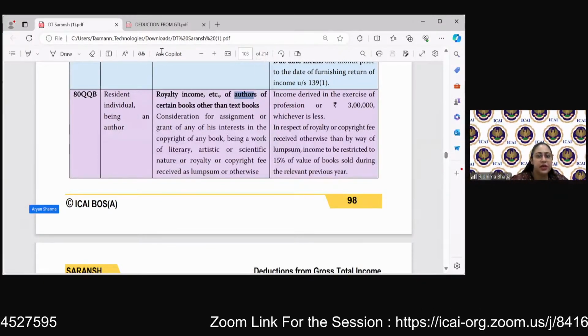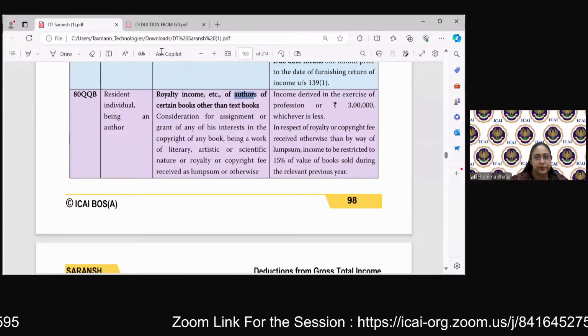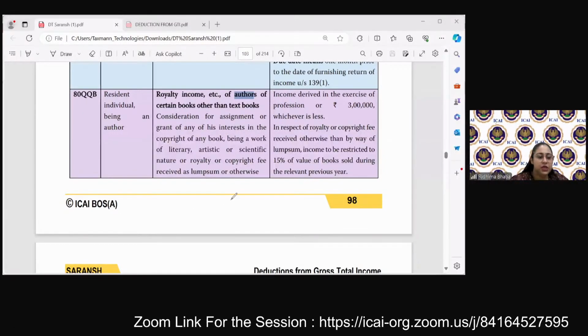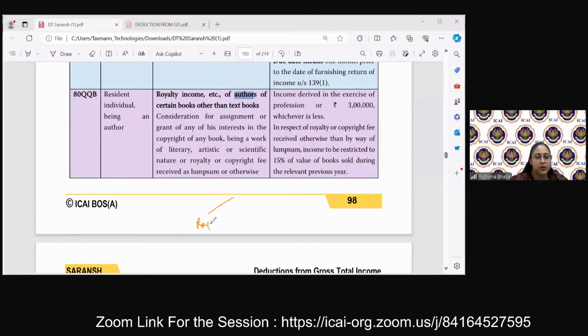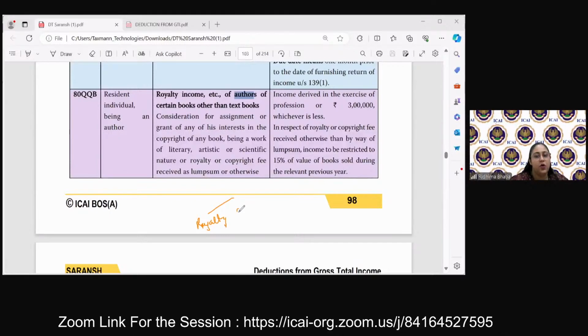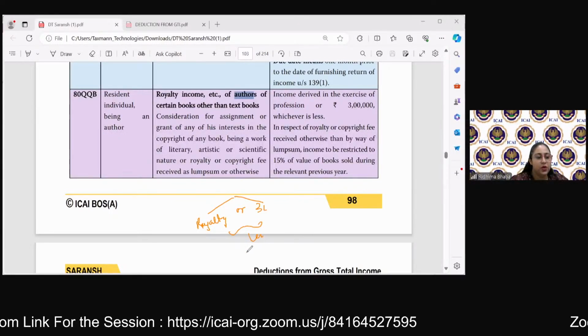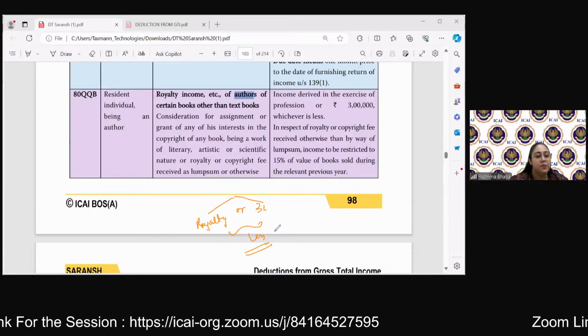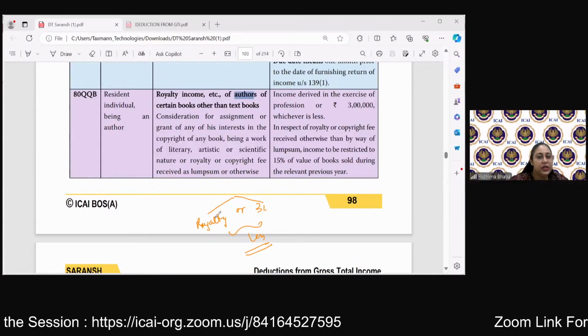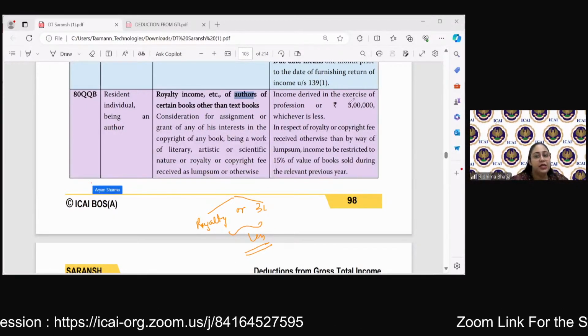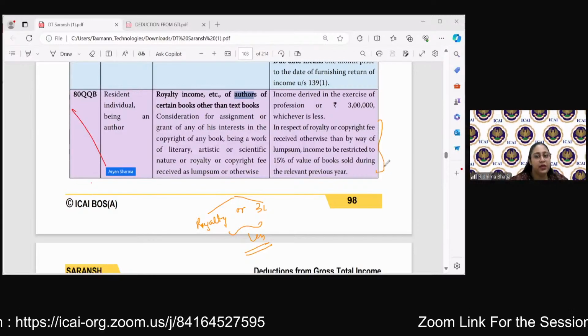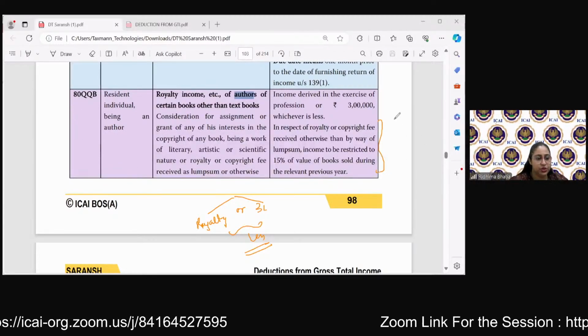ठीक है, इस केस में भी क्या है? Deduction which is allowed is royalty or 3 lakh, whichever is less. Royalty और 3 lakh, whichever is less. But eligible royalty को निकालने का एक प्रॉब्लम है यहाँ पे. Eligible royalty which you have to take is a problematic situation here.